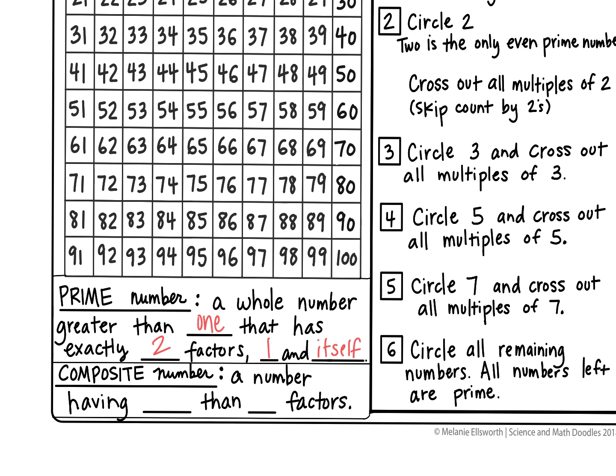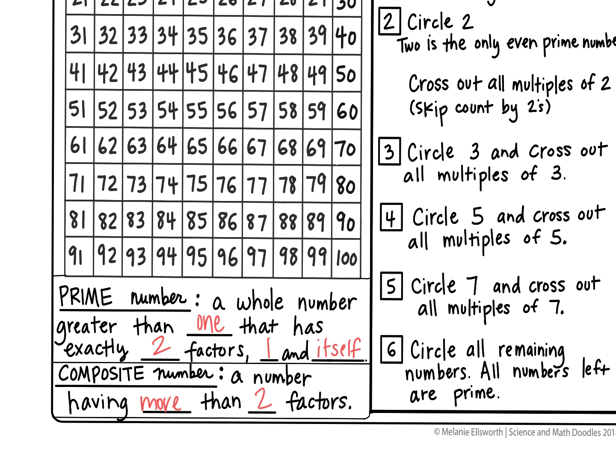A composite number is a number having more than 2 factors. It's 1 and itself, but also at least one other number. Okay? Factors are numbers that you multiply together to give you a multiple. Just refreshing our minds on that.